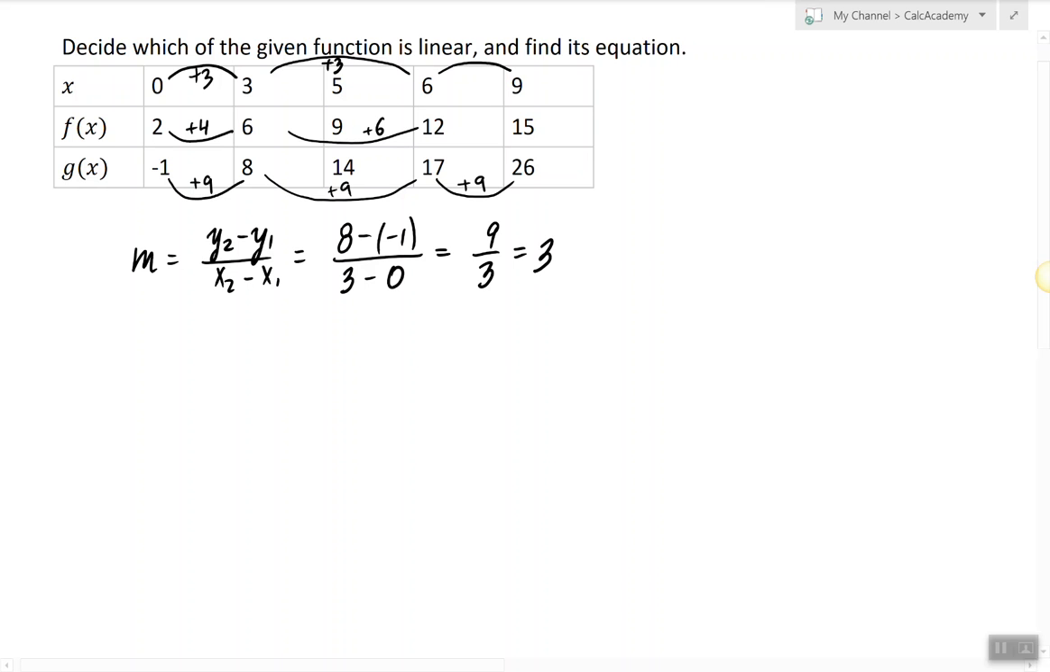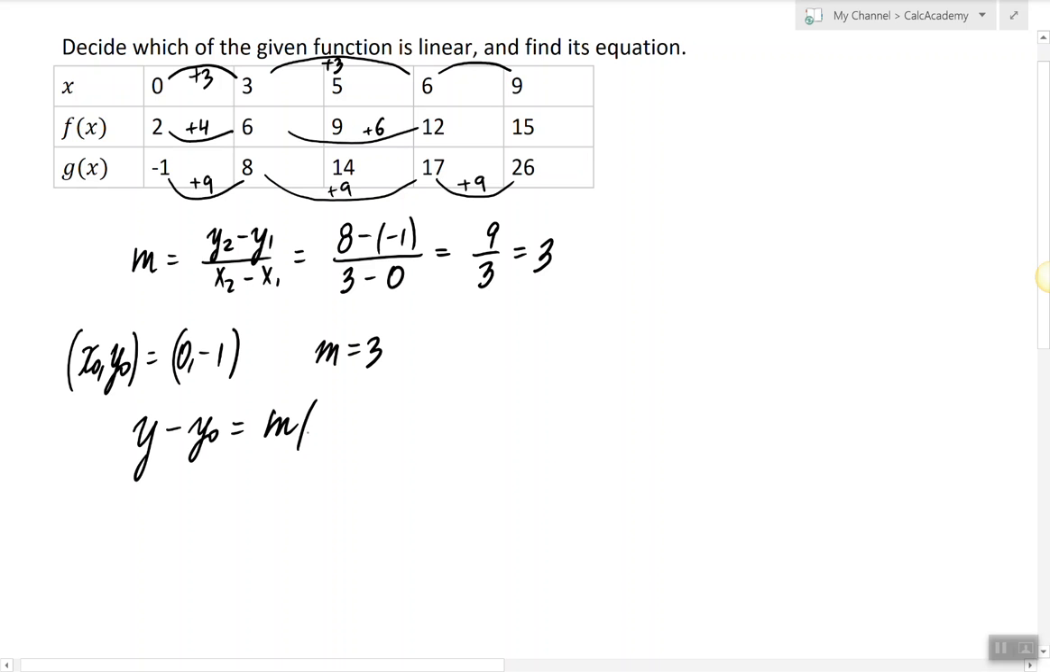And to find the equation of the line, I simply plug the values into the point slope formula. So I'm going to use the point 0, -1 and slope 3 and plug it in to the point slope formula. So y minus y0 is equal to slope times x minus x0. So we have y minus -1 is equal to 3 times x minus 0. So the answer is y is equal to 3x minus 1.